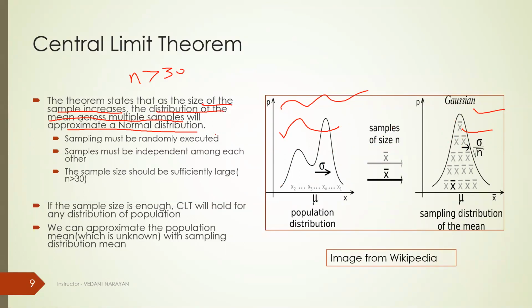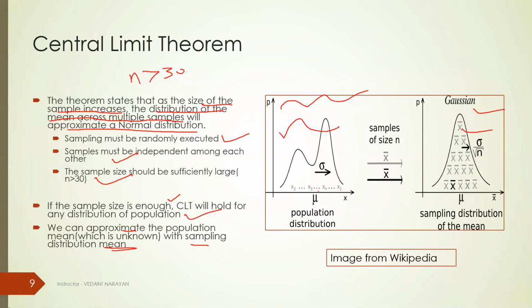There are a few prerequisites of the central limit theorem. First, sampling must be randomly executed. Samples must be independent of each other, and the sample size should be sufficiently large, say greater than 30. And if the sample size is enough, the central limit theorem will hold for any distribution of the population. And we can approximate the population mean. The population mean is usually unknown, and we try to approximate it. So we can approximate the population mean with the mean of the sampling distribution.